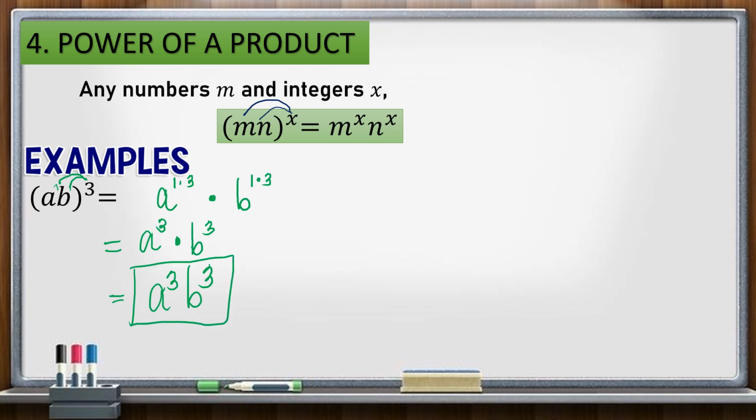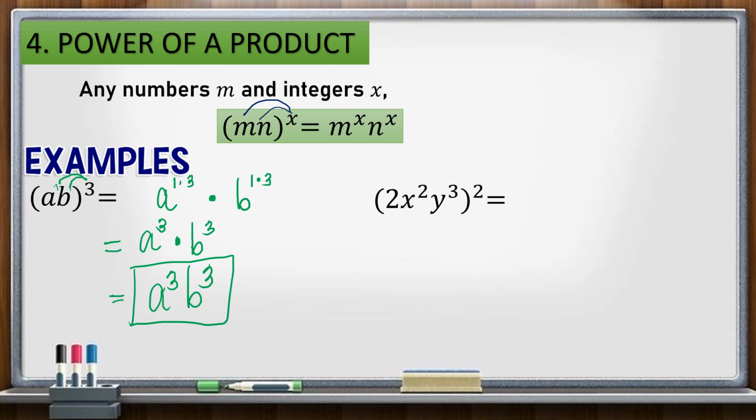So, this will be our final answer. That is the power of a product rule. Okay? Another example, we have here 2x squared y cubed, raised to 2.